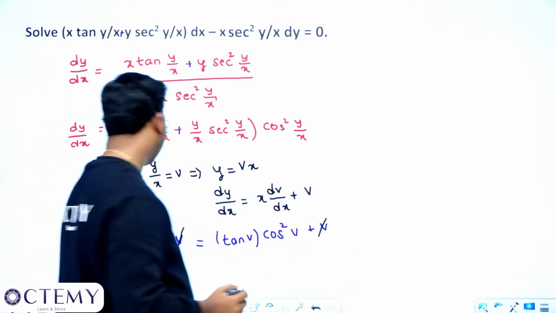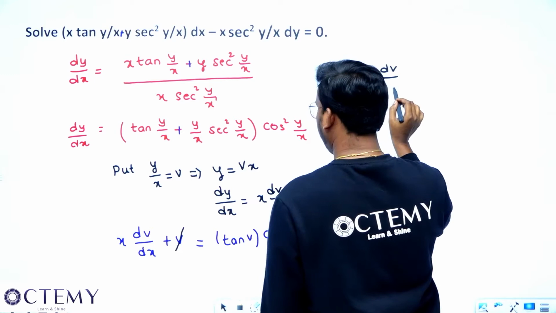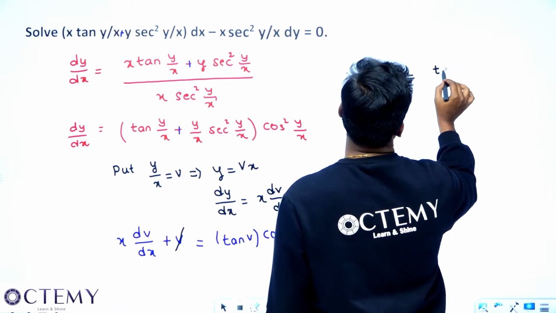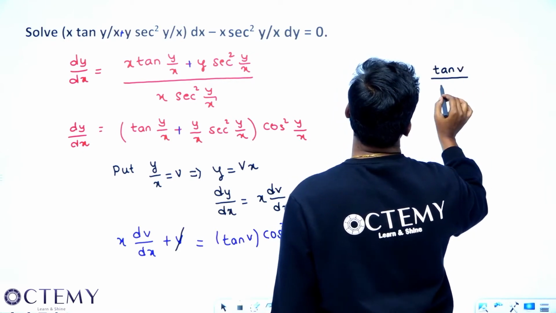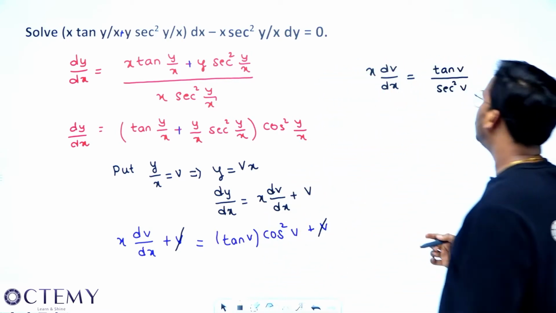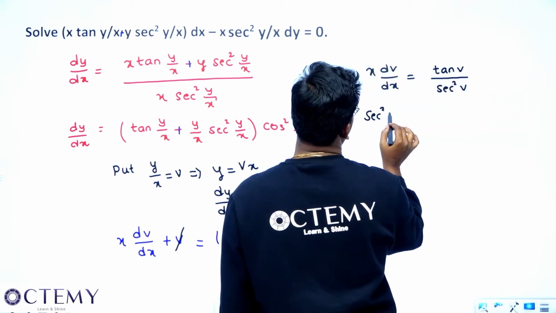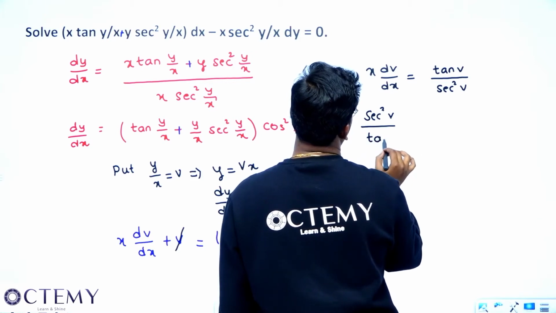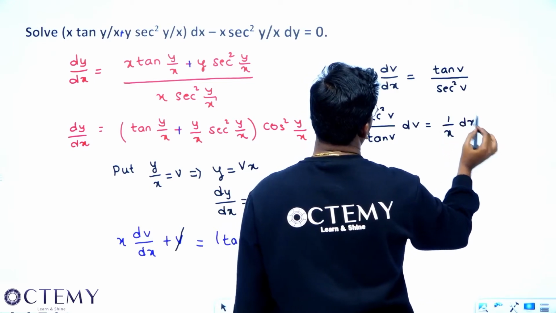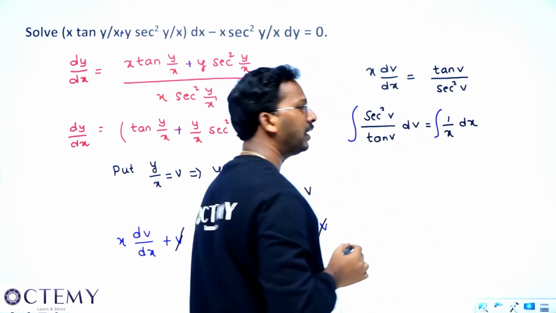Now see how the equation will become. The equation will become x dv by dx is equal to tan v divided by secant square v. That's it. Right? Now you can clearly see it is in variable separable form, and see sir, what will you do? You can write secant square v divided by tan v dv should be equal to 1 by x dx. Now what we have to do, sir? We have to integrate them on both sides. So integrate.